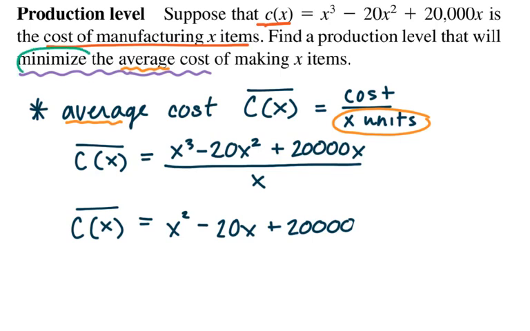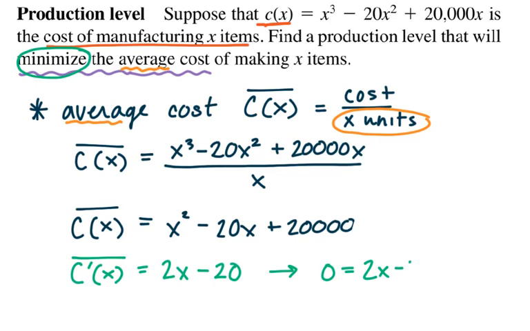So if we want to minimize this, finding a max or min means we take the derivative and set it equal to 0. So I'm going to find my derivative, c prime of x bar equals 2x minus 20. And if I set that equal to 0, 2x minus 20, I'm going to add 20, divide by 2, I get that x equals 10. So at 10 units, my production level is minimized for the average cost.